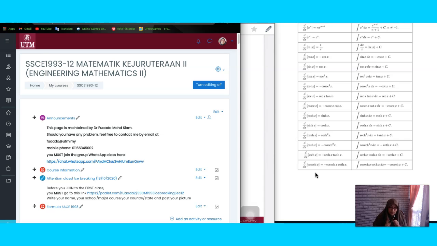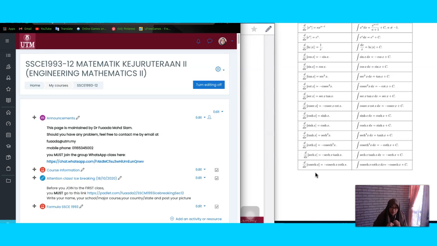So you have to download it, and every time you do the exercises, please refer to this formula list. That way, when you have a test and you are running out of time, you don't have much time to think where you keep all the formulas. You can just refer to this list of formulas.